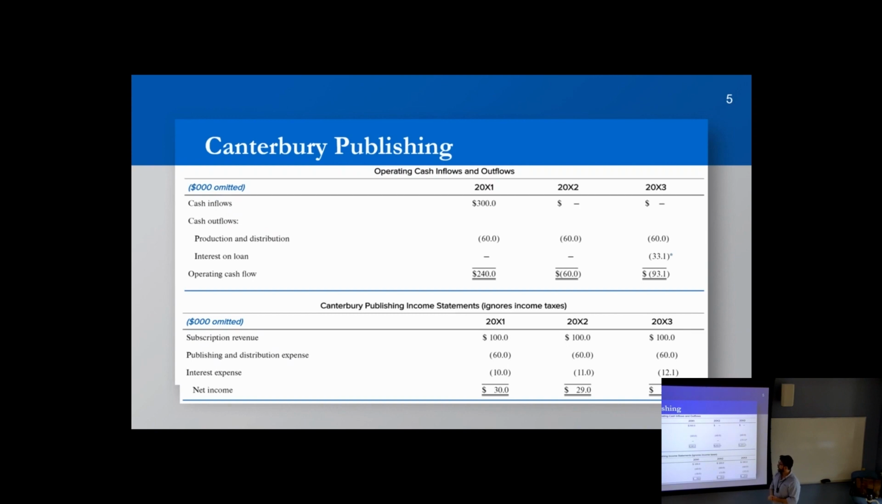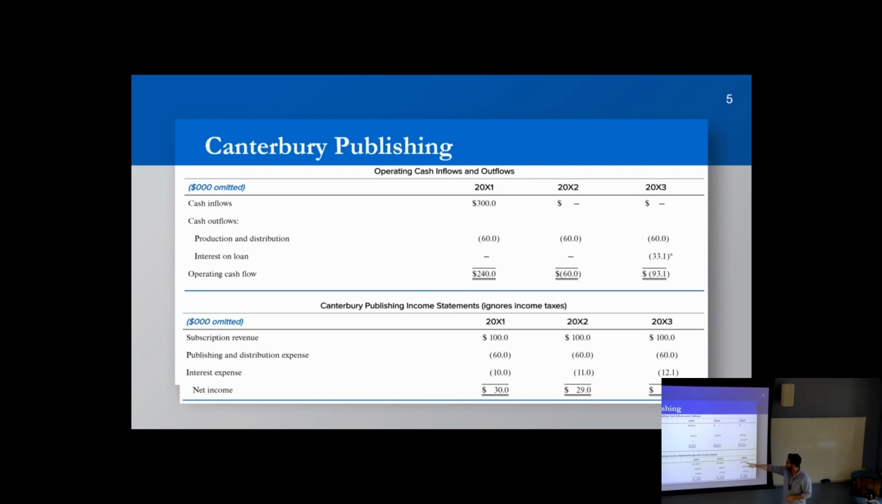Conversely, publishing and distribution expenses occur the same exact way. Right? This company has the same $60,000 expense for producing and distributing these magazines. It's occurring in each year. Right? So no differences in the operating costs of this company. And the last difference: whereas in reality the company's total cash outflow from its loan occurs in the last year of the loan's life, under accrual accounting it is starting to accumulate interest. Right? So that interest expense is going to be reflected in each year and built up over time. Nominally, these are all the same values.